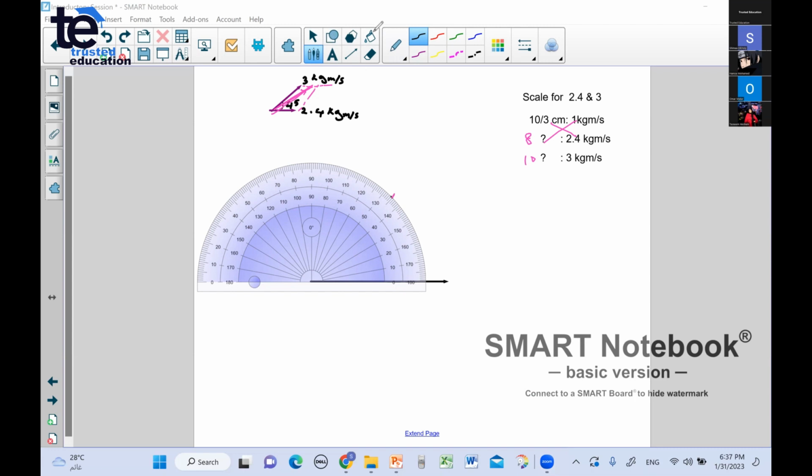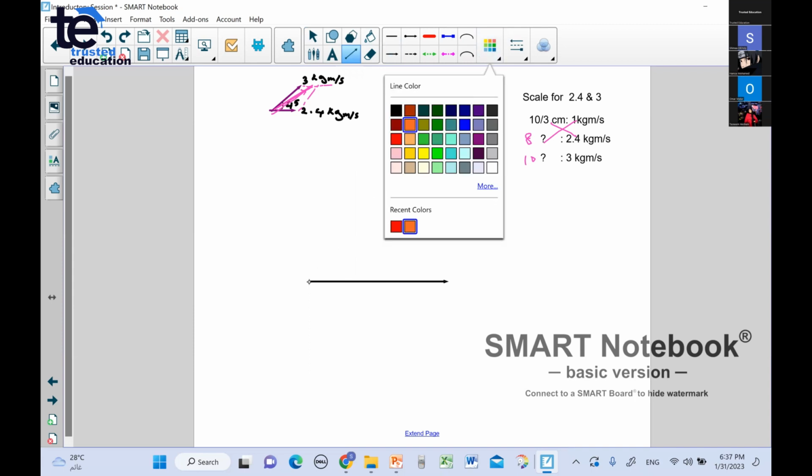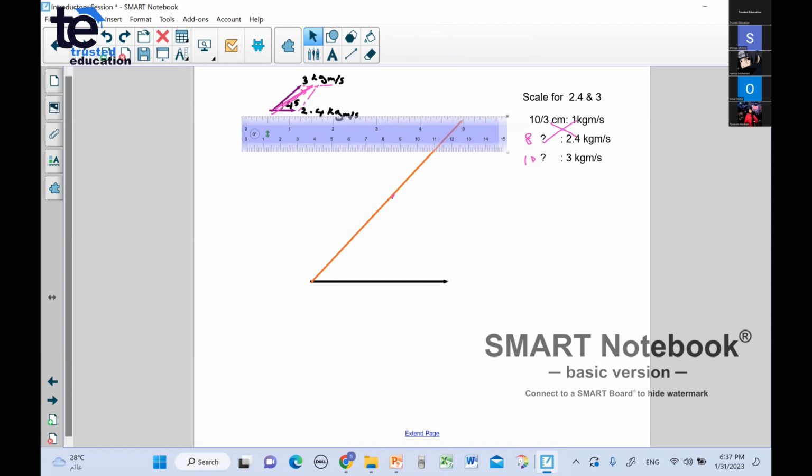Now I have to draw another vector. Now I got the direction. So I'll draw another vector in this direction with a different color. Of course, you don't have colors, but I will use colors here to show the difference between the two vectors. Now this is the second vector here. I need to measure exactly 10 centimeter. So take it down.